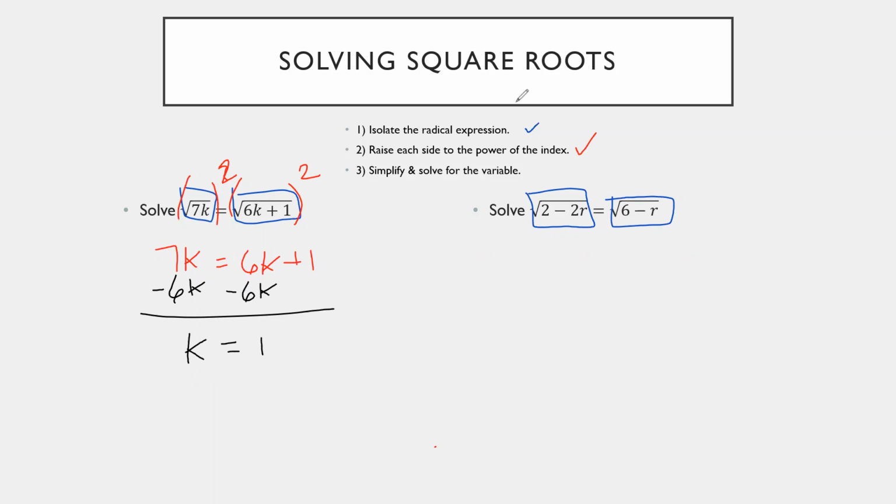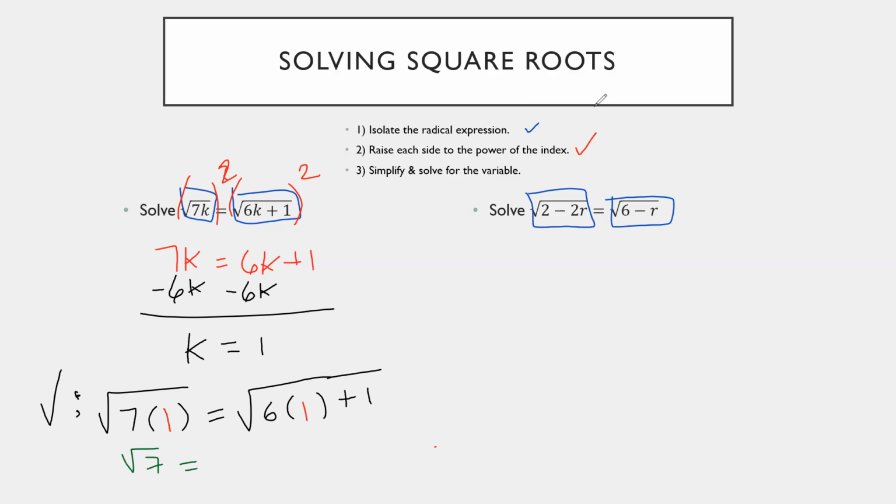Perfect. Now, before you decide that that's the answer, don't forget, check for extraneous solutions. And when you check, you have to check in the original problem. So here's the original problem. I'm just putting a set of parentheses for every variable that was there. And I'm going to check k is equal to 1. So my question is the square root of 7 equal to the square root of 6 plus 1? Well, yeah, that's going to be the square root of 7 equal to 7. So yes, k is equal to 1 is truly the solution.